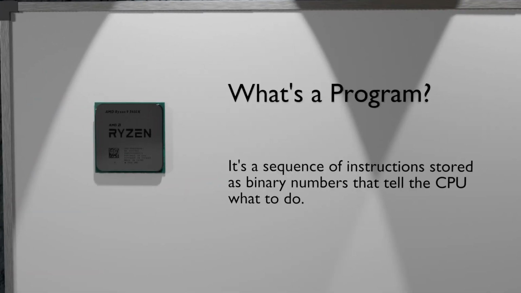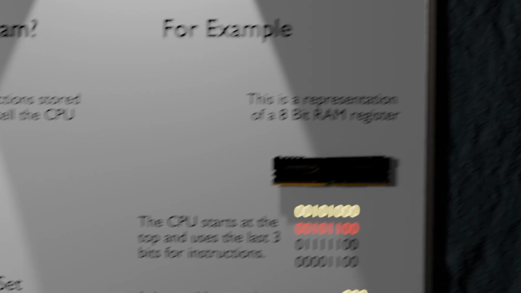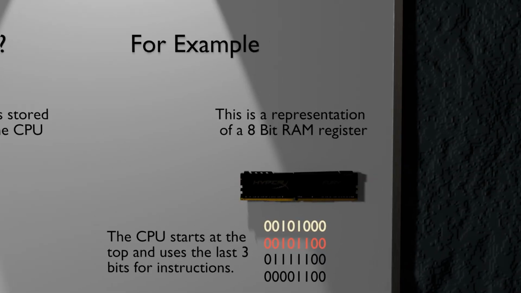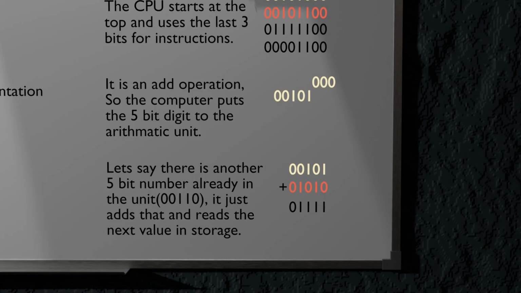What's a program? Well, it's a sequence of instructions stored as binary numbers that tell the CPU what to do. Here's a CPU instruction set that I just made up. So we have instructions like add, subtract, and, or, load, store, and branch, and their binary representation. For example, this is a representation of an 8-bit RAM register. The CPU starts at the top and uses the last 3 bits for instructions. And since the last 3 bits are 000, it is an add operation.